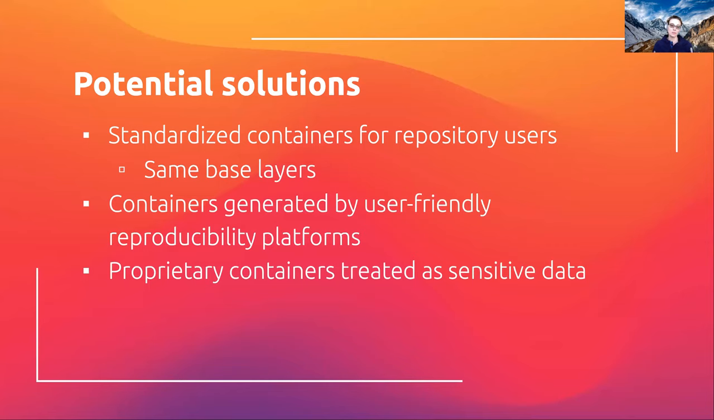So what are potential solutions to alleviate this situation? How can we make this more realistic? For example, we can have standardized containers for repository users. These would have, say, the same base layer, which means that they would use less storage than if all of them were completely different.